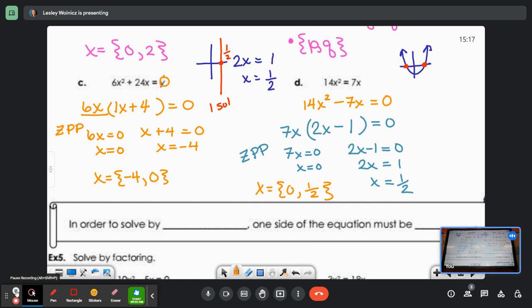Okay, we're not going to do the last 4, but we do have to talk about what's in the banner. The method that we have been practicing on the back page is solving by a method called factoring. Okay, part of factoring is using the ZPP. So in order to solve by factoring, what does one side of our equation have to be? 0. Because we can't use the ZPP until we've got that 0. Otherwise, what good are my factors? No good. No good. Okay, that's the end of the notes.